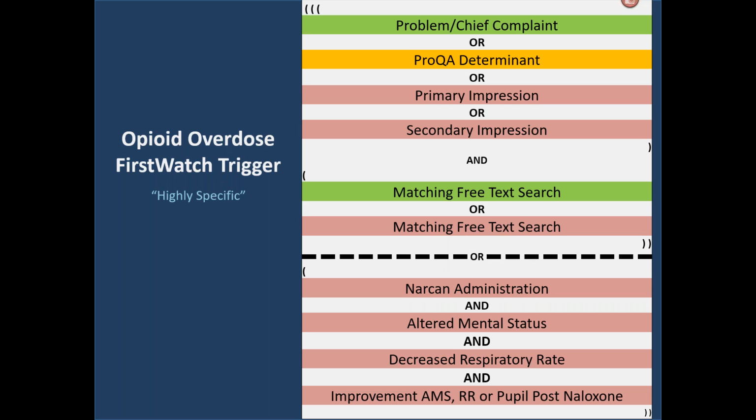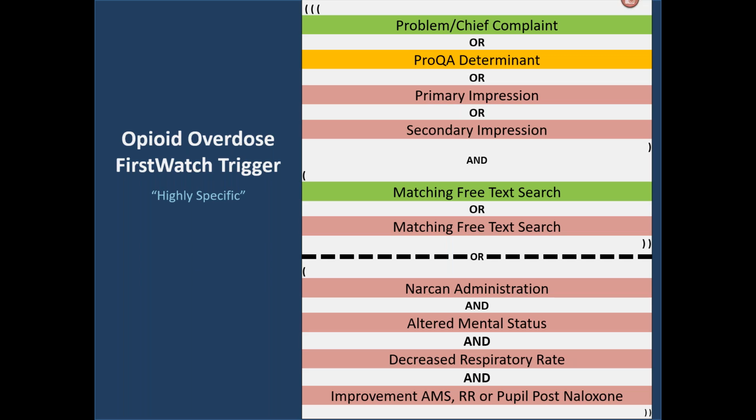From the dotted line up, we are basically looking for documentation of opioid overdose. So we're looking for a problem or a chief complaint in the CAD that is looking at poison, overdose, intoxication, or we're looking for a ProQA determinant that has to do with a card 23 or 31, or a primary or secondary impression that again has to do with anything related to overdose, unconscious, altered mental status, or man down.